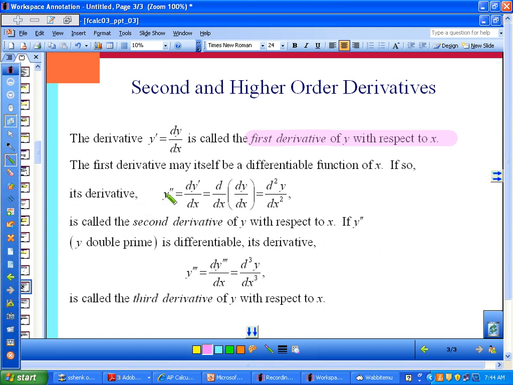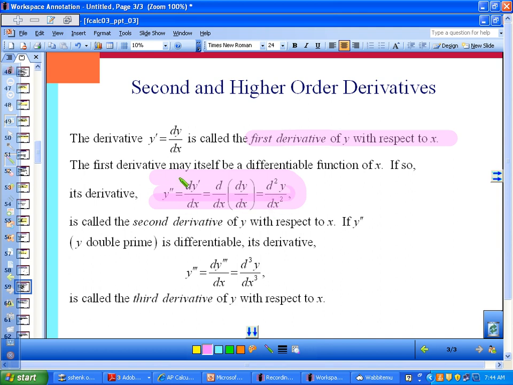Okay? So if so, we get what we call the second derivative, y double prime. And then these here are all the different notations we've got for a second derivative. Y double prime, or d y prime dx. So now we're taking the derivative of the first derivative. Or d dx of dy dx. Dy dx represents the derivative, so we're taking the derivative of the derivative to get the second derivative.